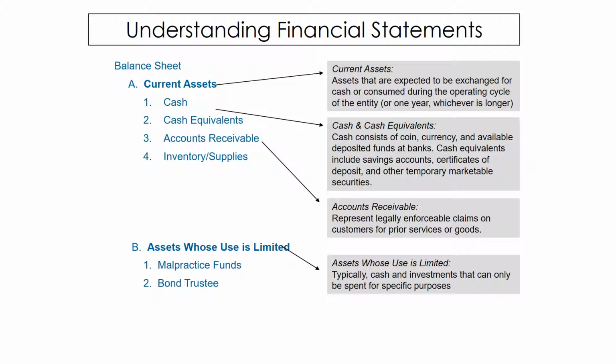Our cash and cash equivalents consist of coin, currency, available deposit funds at banks, and cash equivalents can include savings accounts, certificates of deposit, and other temporary marketable securities. Accounts receivable represents money that is owed to you from a customer for a prior service or good.